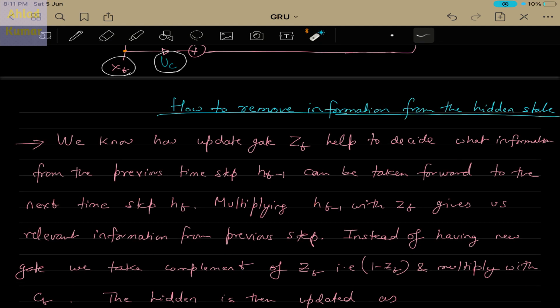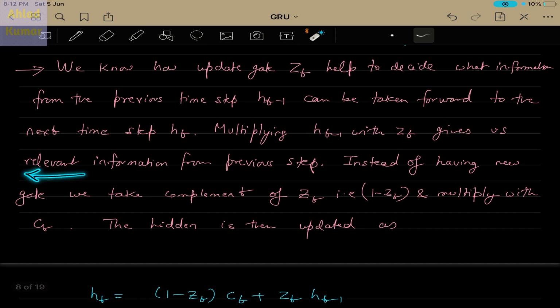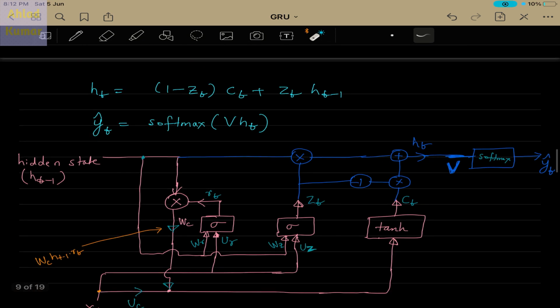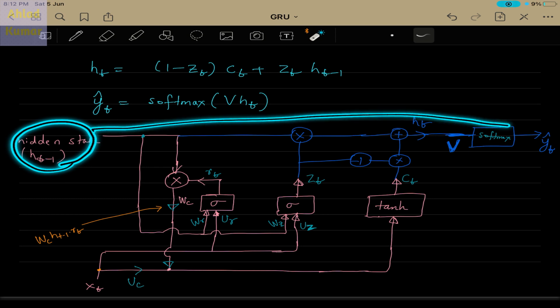So the next thing that we want to study is how to remove information from the hidden state. Removing the information which is not relevant is done through the update gate zt, which helps to decide what information from the previous time step ht-1 can be taken forward to the next time step ht. So multiplying ht-1 with zt gives us the relevant information from the previous step. That is, you have to create this zt, which is the factor which will control how much information has to be passed from here to here.